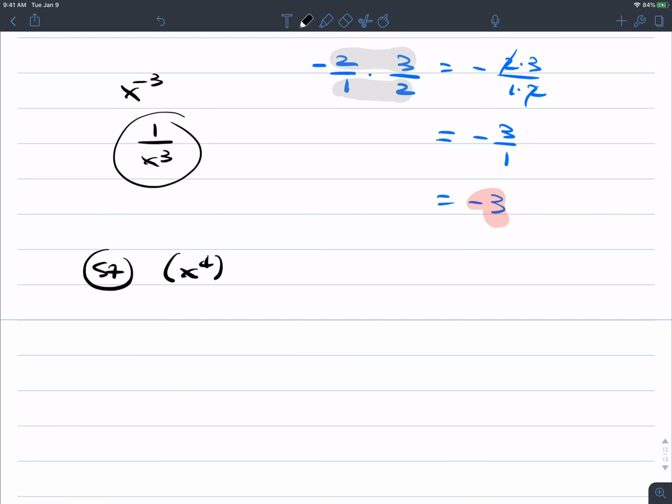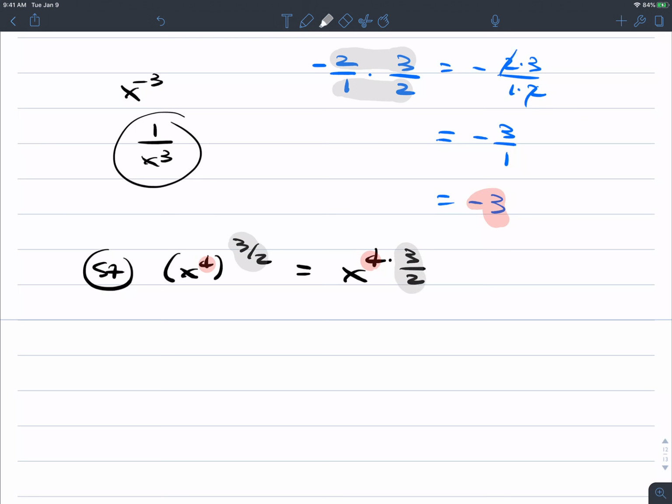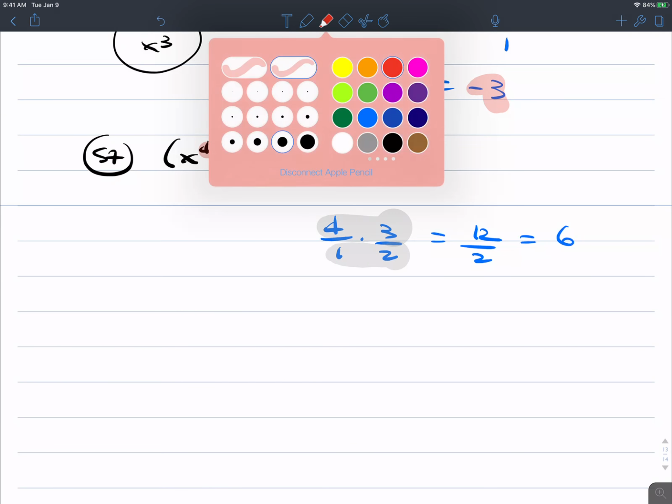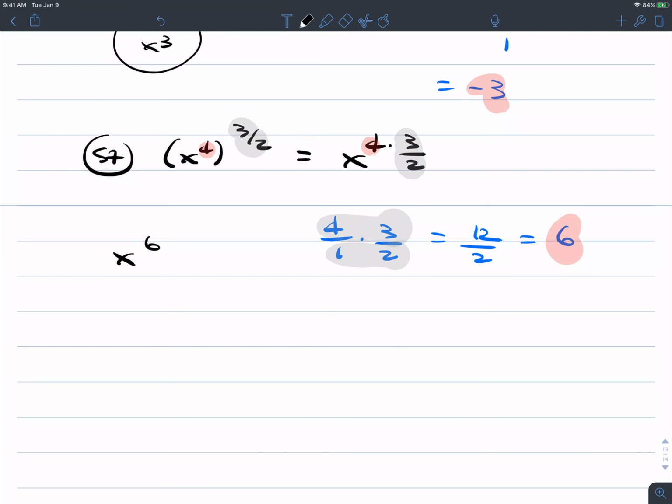x to the 4th power raised to the 3 halves will be x to the 4th times 3 halves. 4, 3 halves, and we multiply. So our work's going to be 4 over 1 times 3 over 2, which is 12 over 2, because we get to multiply straight across. And what's 12 divided by 2? Is it 6? That's our new power. x to the 6th power.